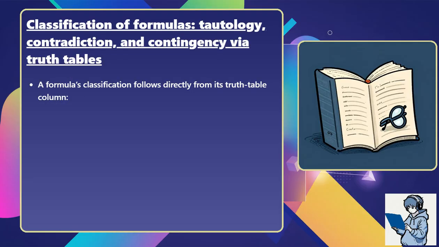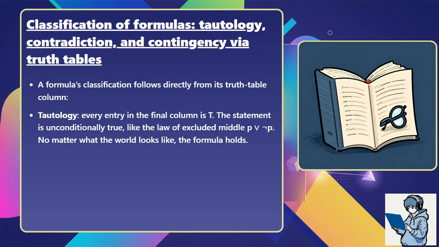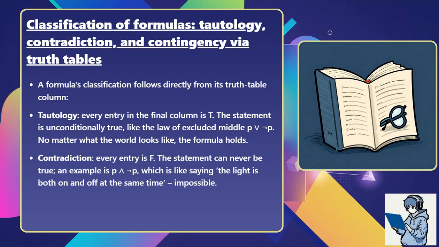A formula's classification follows directly from its truth table column. Tautology: every entry in the final column is T. The statement is unconditionally true, like the law of excluded middle, P or not P. No matter what the world looks like, the formula holds. Contradiction: every entry is F. The statement can never be true. An example is P and not P, which is like saying the light is both on and off at the same time, impossible.